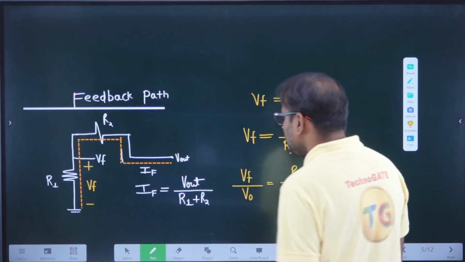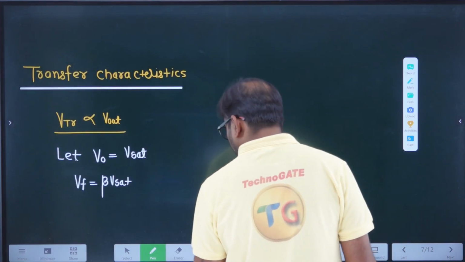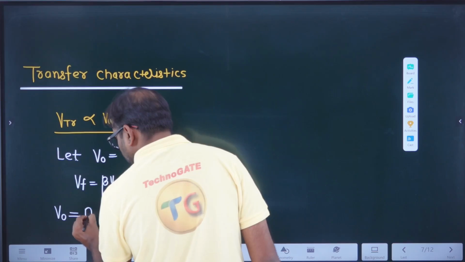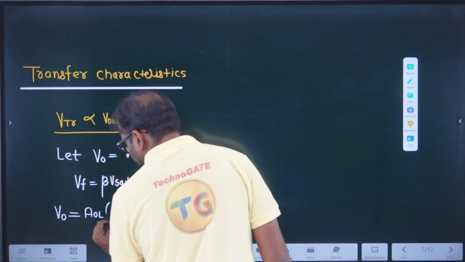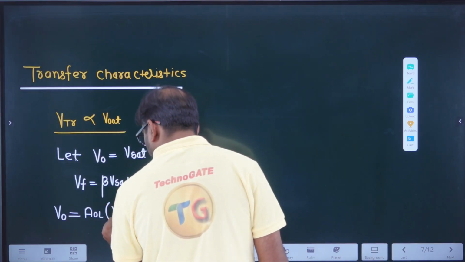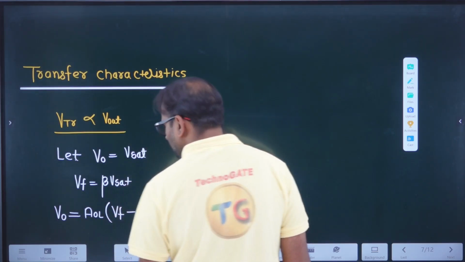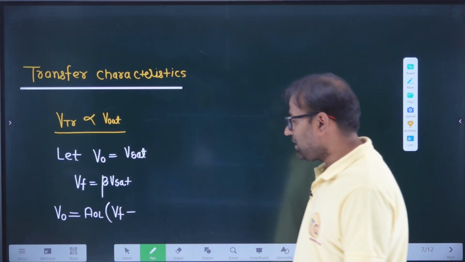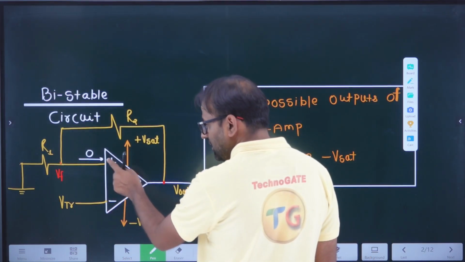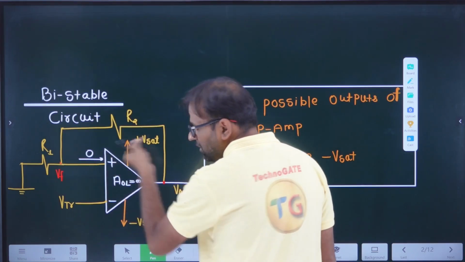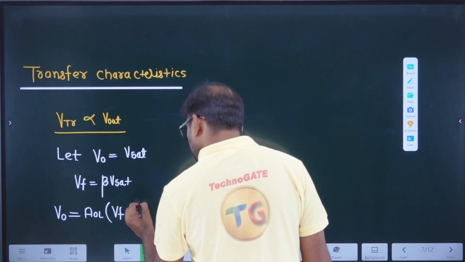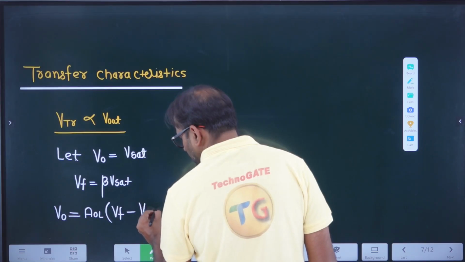So you can say in this case the output of the op-amp is given by A, the open loop gain, into which voltage are we talking about? Feedback voltage minus what? This is VF, the voltage of the non-inverting terminal, minus the voltage of the inverting terminal. And what is the voltage of the inverting terminal? That inverting terminal voltage is VTR.